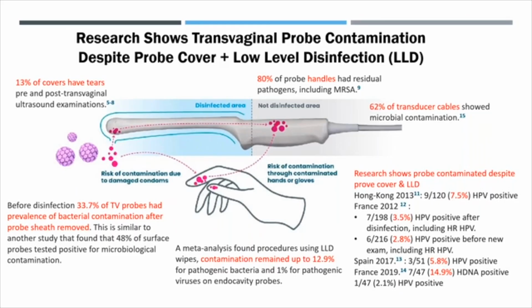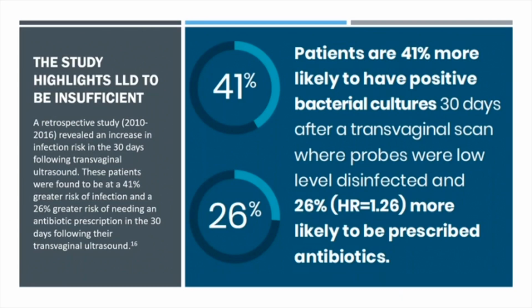And there are many studies showing that despite probe covers and low-level disinfection, pathogens remain on the probe. Of particular importance, of course, is HPV, human papillomavirus, and you can see here studies from Hong Kong, France, Spain, and another study from France showing that these probes, when tested after use, anywhere from about 3% to as high as 15% were positive for HPV as measured by looking at genetic material. The study highlights low-level disinfection to be insufficient.